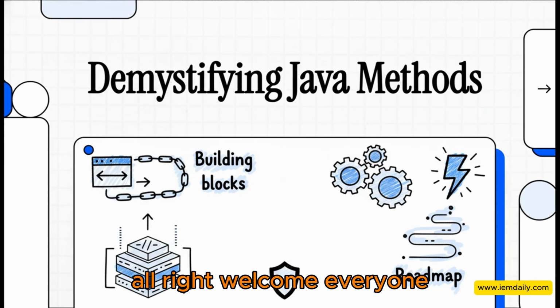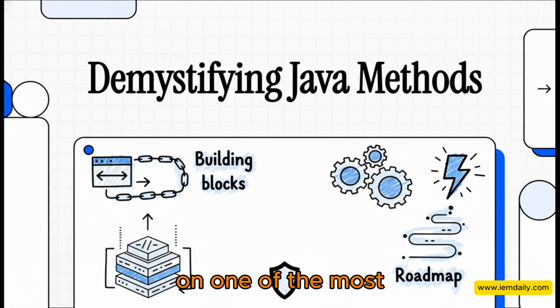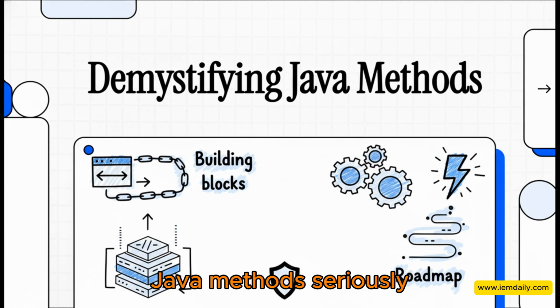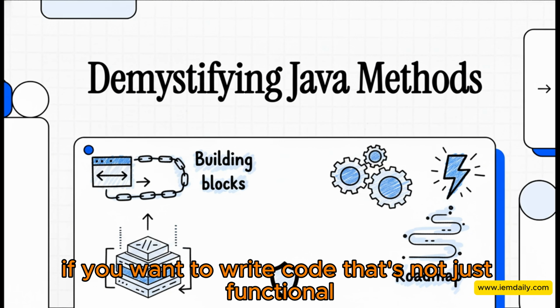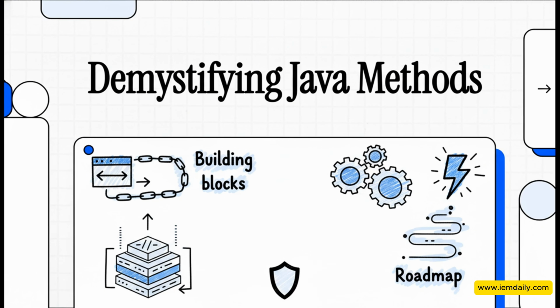All right, welcome everyone. Today, we are going to pull back the curtain on one of the most important building blocks in all of programming, Java methods. Seriously, if you want to write code that's not just functional, but also clean, organized, and professional, this is where it all starts. So, does this look familiar?